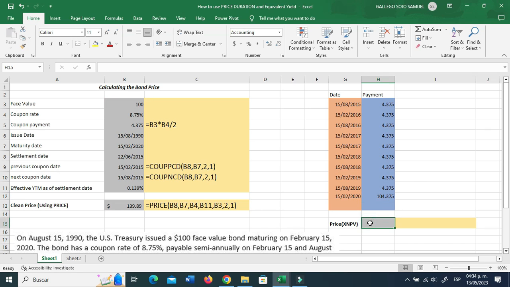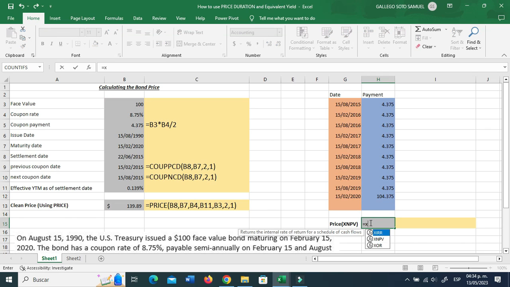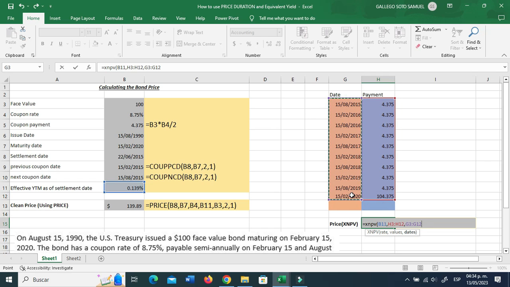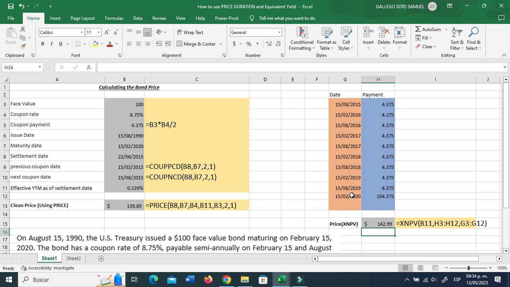Okay, so now XNPV, open parentheses, and the rate is going to be the effective YTM as of the settlement date, comma, on the values, those are the values, right? And then the dates. So we select the dates, and there we have it. Okay, so that's the value, okay?